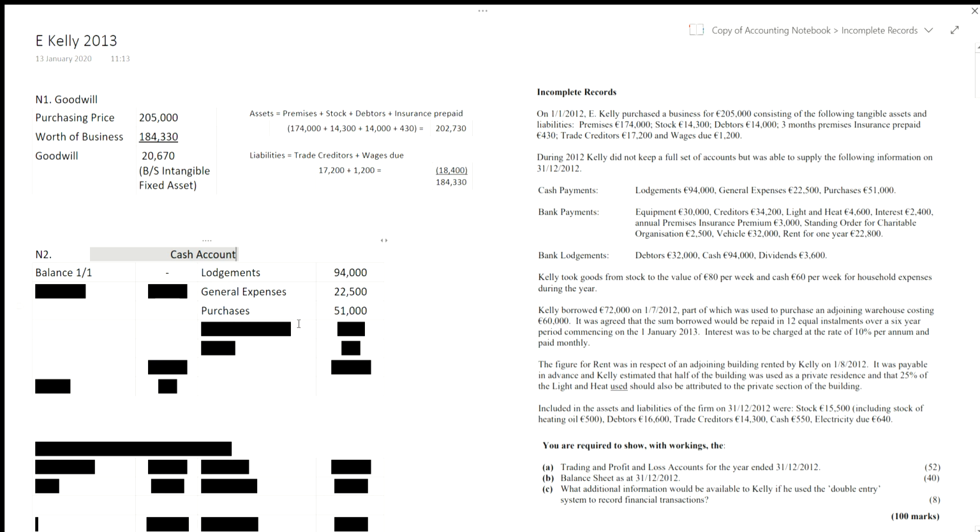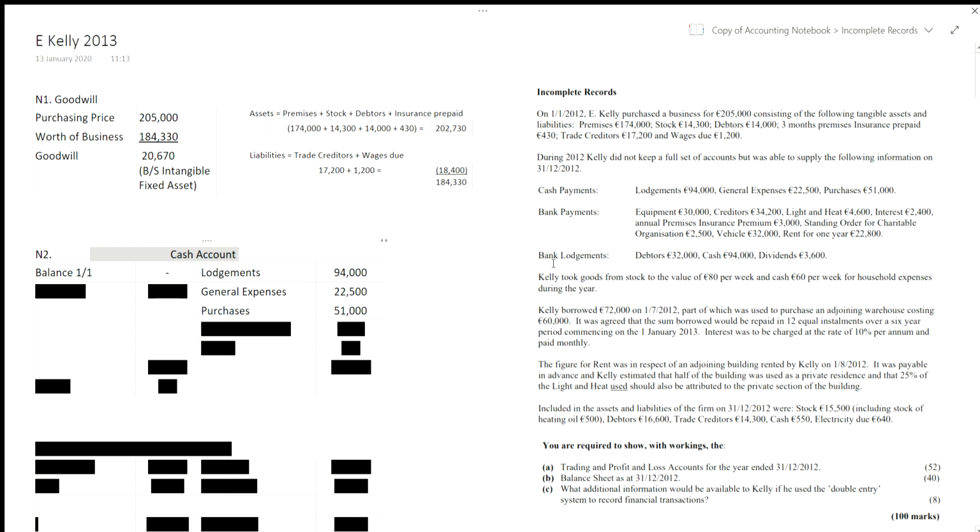I also have the paragraph down here at the bottom where they say that Kelly took from stock to the value of €80 per week, which is not going to be too relevant for now. But there is an additional bit of money about cash here, because they said that Kelly took from cash of €60 per week for household expenses. So we have these figures for cash payments, and we're not told how much our cash sales were. We're not told how much we lodged to the bank. But we are told something about cash drawings.